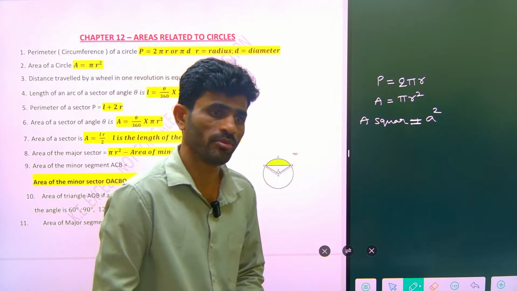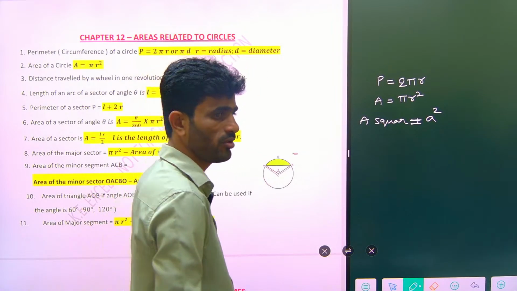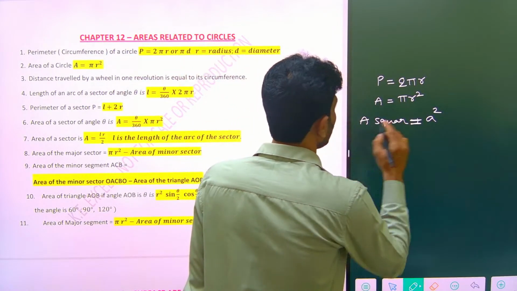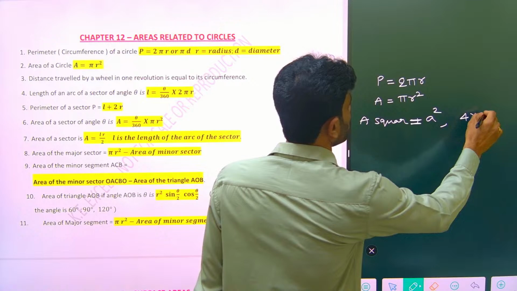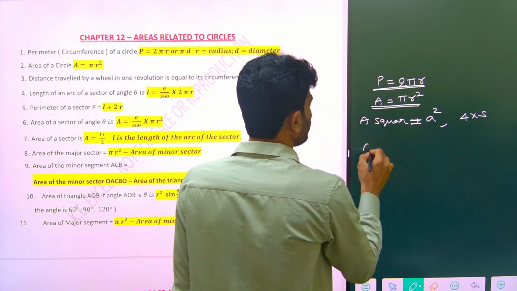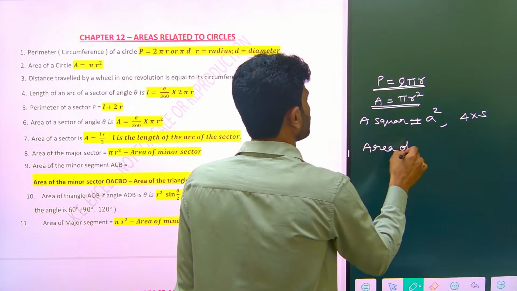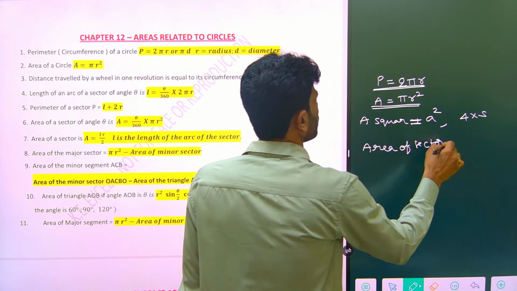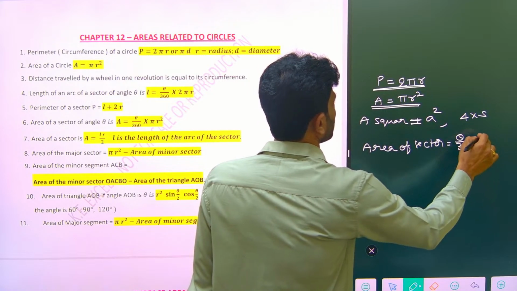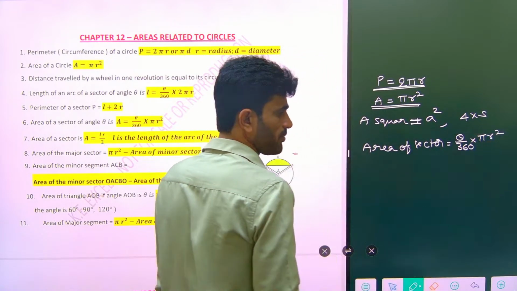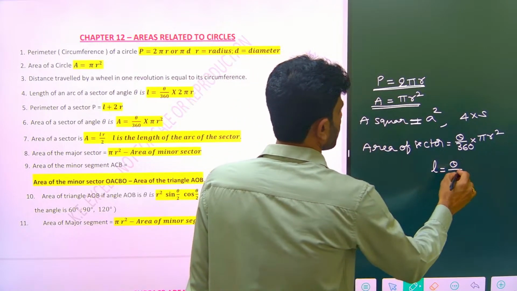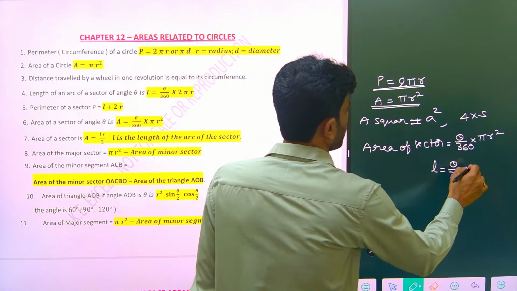L into b. Perimeter of a rectangle. Perimeter of a square is 4 into side. Okay, these two are very important. Then area of sector, theta by 360 into pi r square. Okay. Length of the arc, l, is theta by 360 into 2 pi r.